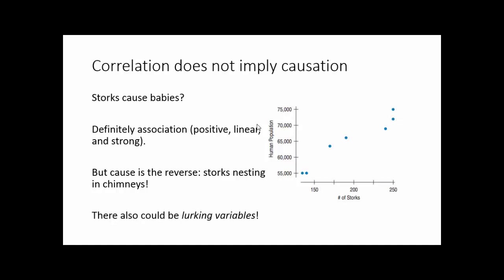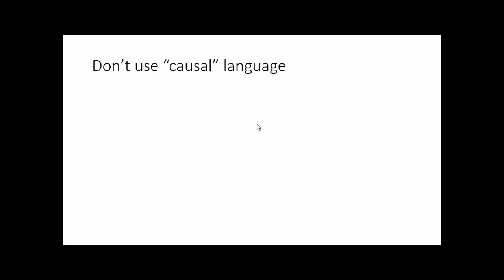There's always the possibility that there's a lurking variable. A lurking variable might be out there that really describes the cause of the association I'm seeing. And just to be clear, you want to make sure to avoid causal language, things that in the way you're saying them imply there's a cause.